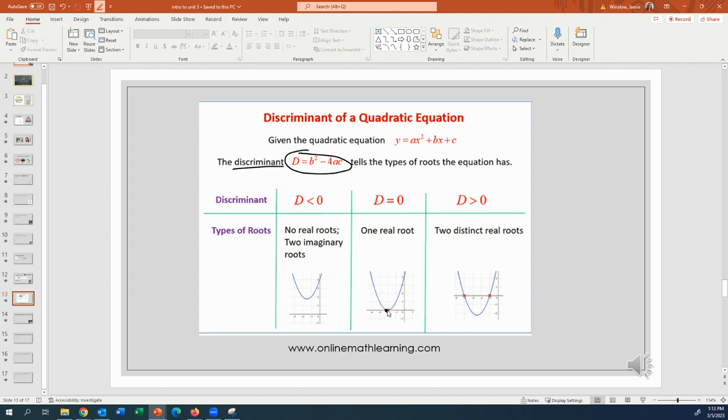So it touches the x-axis, it just skims it. And if it is greater than 0, that's kind of what we're used to, where it crosses the x-axis twice and we have two roots or two solutions. So it's a little test that we can do to determine what kind of solutions a polynomial is going to have. So let's try it.